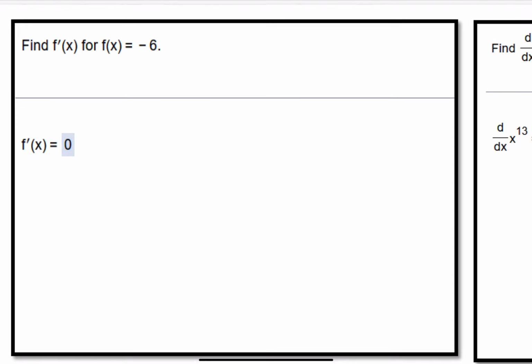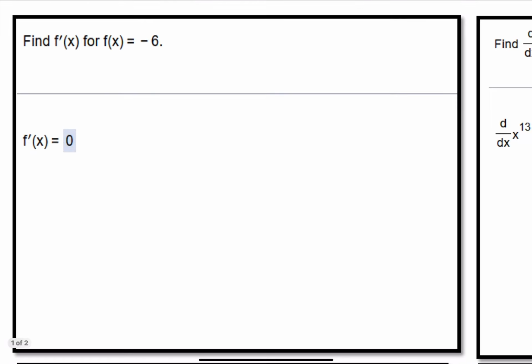So let's go ahead and start with 9.5, which is all about finding the derivatives. Let's start with the first problem. I screenshotted some of your homework problems here, so let's take a look.